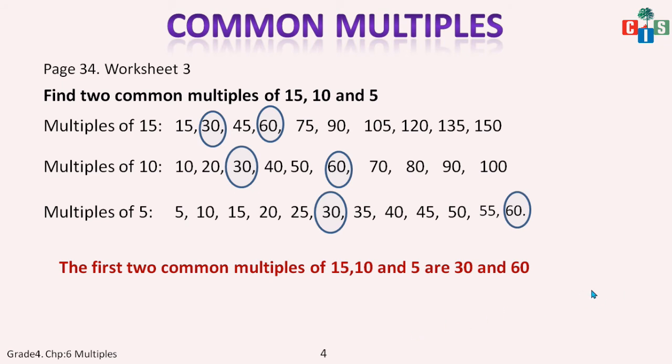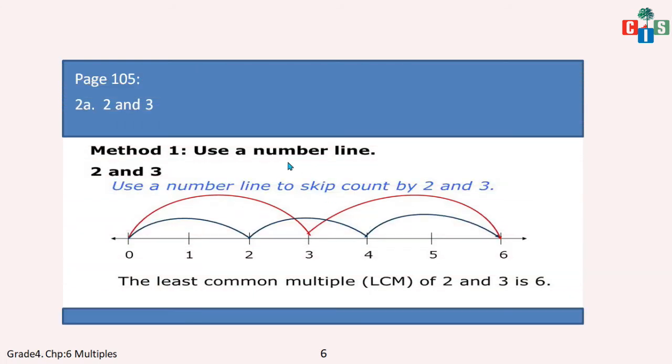Okay. Now moving on to the next page, that is common multiple, and I have taken it from page 105 of your textbook. That is the Let's Practice section. Okay. And 2A is the question, and when you open your textbook to page 105, you will see that you have to find the common multiple of 2 and 3 by using number lines. Yes, previously we didn't use number line. Here you have to find using the number line.